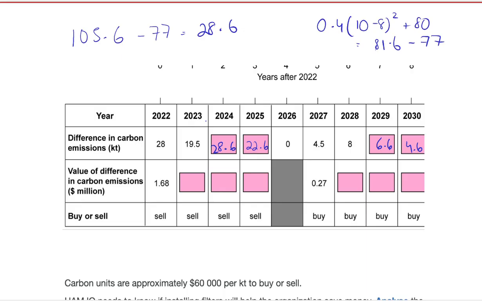So this was the year. Now, what about the value of difference in carbon emissions in $1,000,000? So 19.5 here should be multiplied by 60,000 as the value remains as it is, right? So 19.6 multiplied by 60,000, that becomes 1.176 million. So basically 1,716,000. You can also write it that way.